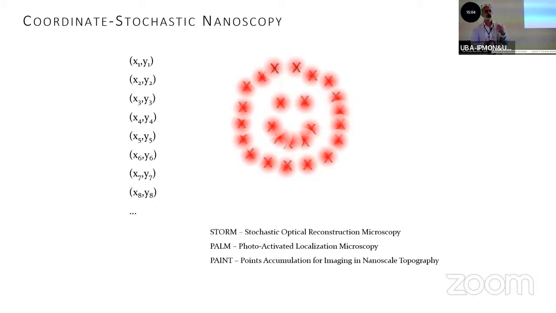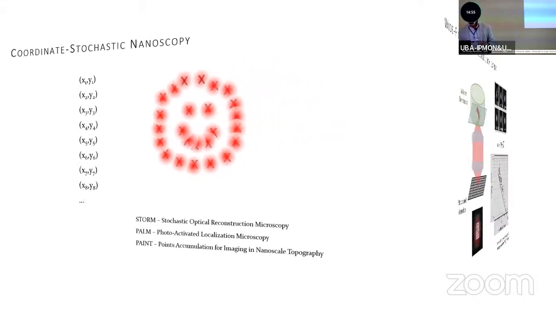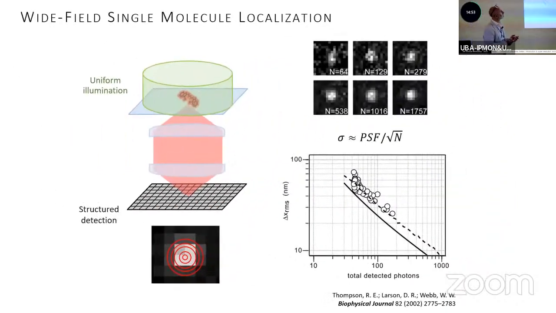And in this way, I can reconstruct an image that is no longer limited by diffraction. It's just limited by the localization error of each molecule. And this localization error, of course, depends on the brightness, on the number of photons that I detect from each molecule. So the typical way to localize a molecule, the easiest way, is to use a camera.